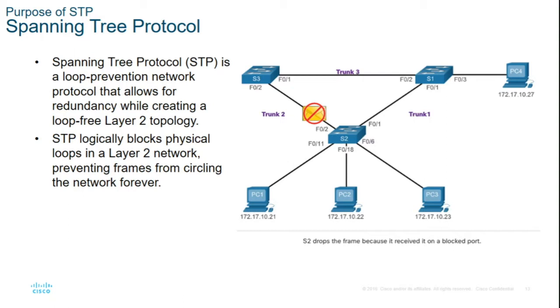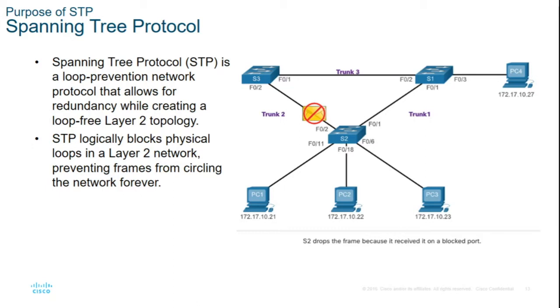So, where does STP or Spanning Tree Protocol come in? STP is a loop prevention network protocol that allows for redundancy while creating a loop-free Layer 2 topology. How does it do that? STP logically blocks physical loops in a Layer 2 network, preventing frames from circling the network forever.